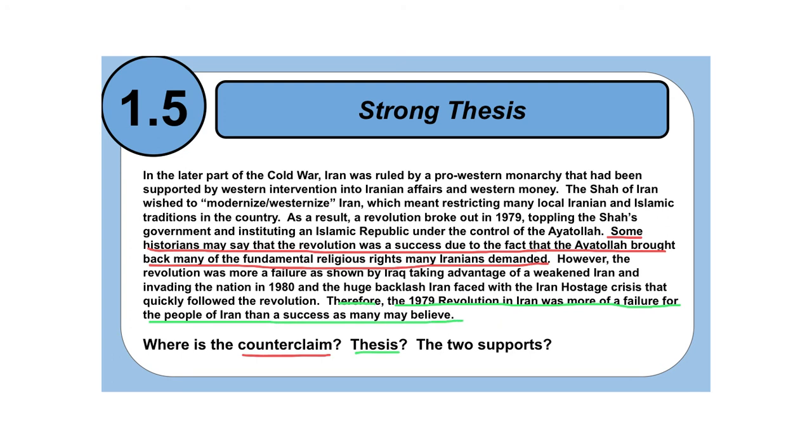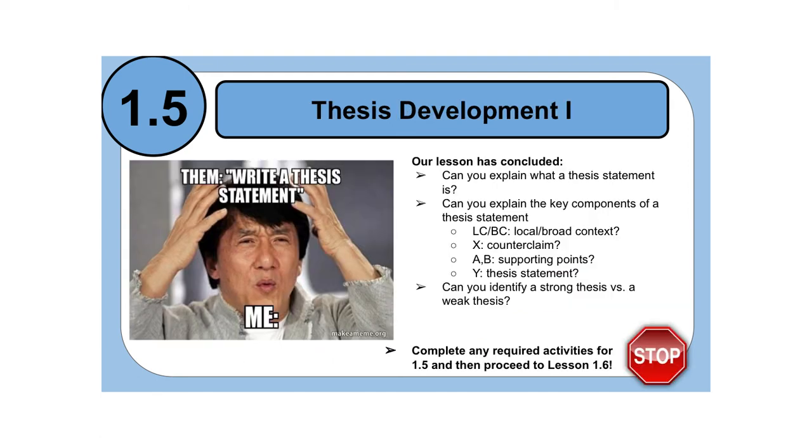I gave it an evaluation. It's a failure. And where are my two supports? They're found here with "however." The revolution was more of a failure as shown by Iraq taking advantage of a weakened Iran and invading the nation in 1980, and the backlash that Iran faced from the Iranian hostage crisis that quickly followed the revolution. There's my two supports. So there we have it.